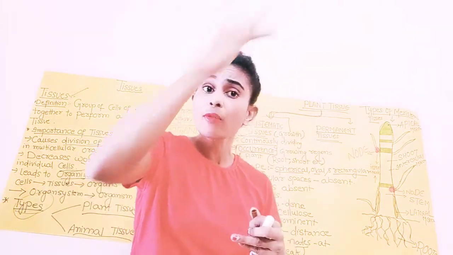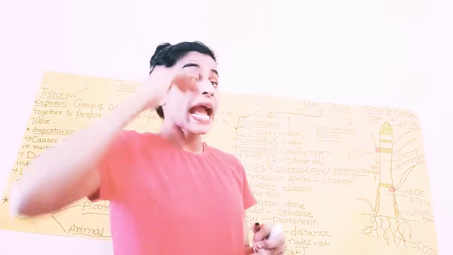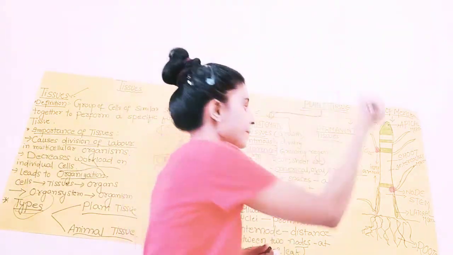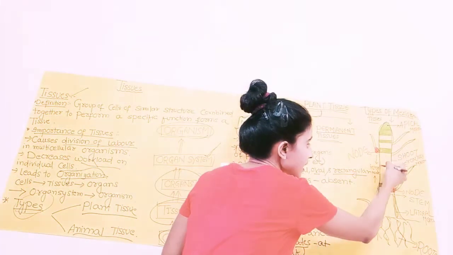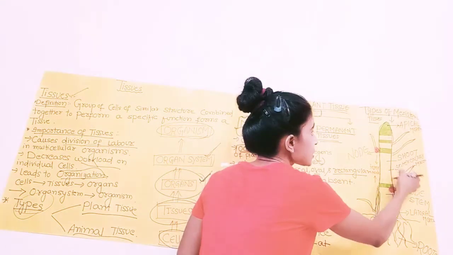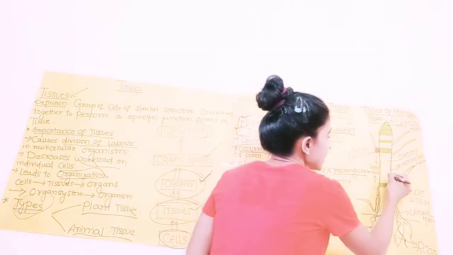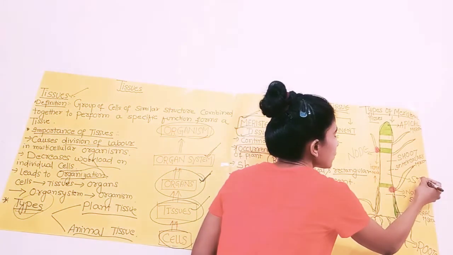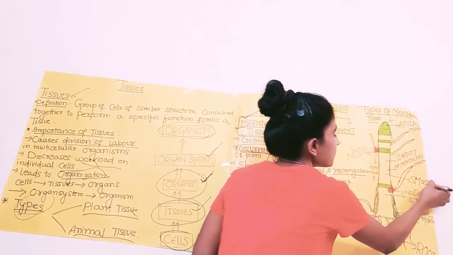Above the ground, what is present? Stem. And above the stem, this part is called shoot, guys. This one is called shoot. Yes?